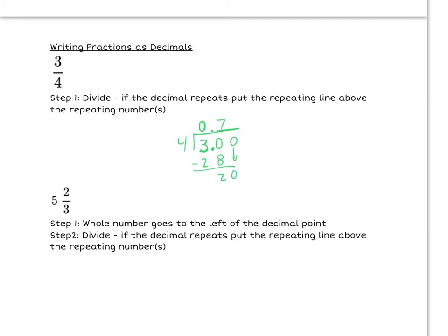How many times does 4 fit into 20? 5 times. You subtract, you get a 0. If you get down and you get a 0 after your subtraction, you're done. You have an answer now. Our fraction is 0.75. And that's what we call a terminating decimal. It ends.